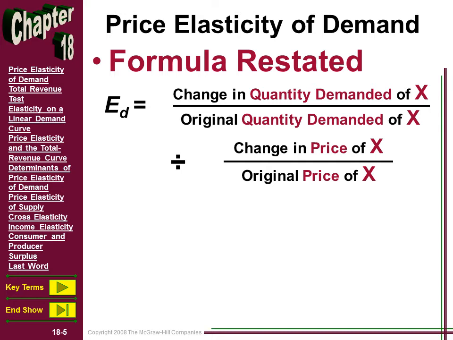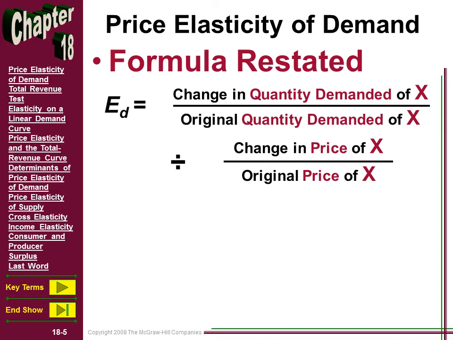Any result greater than 1, we say demand is relatively elastic, that is responsive to change in price. And any result or coefficient of elasticity of something less than 1, we interpret that as demand is relatively inelastic, not all that responsive to change in price.